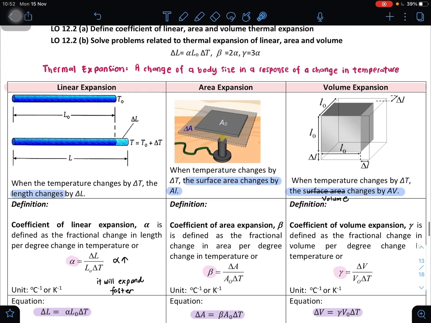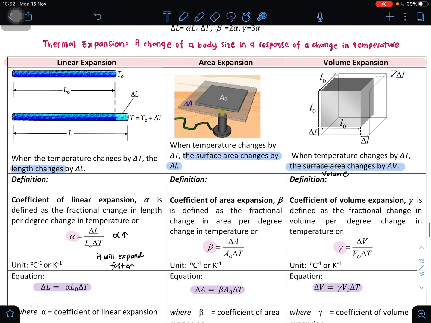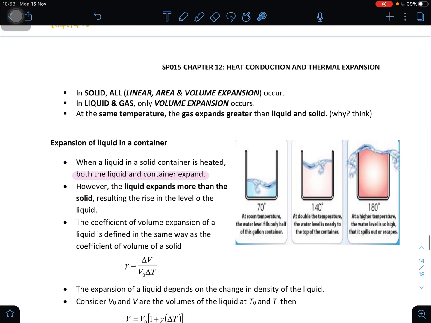Okay, so here you need to take note that linear, area and volume expansion happens in solid. But for liquid and gas, volume expansion only happens. Okay, so it is here in the notes. In liquid and gas, only volume expansion occurs. In solid, there are linear, area and volume.